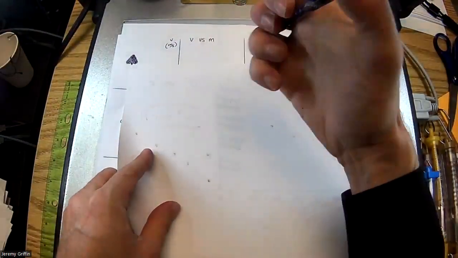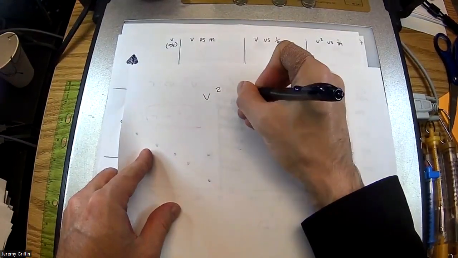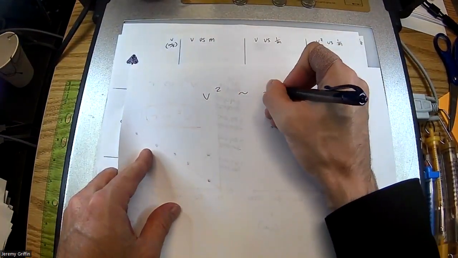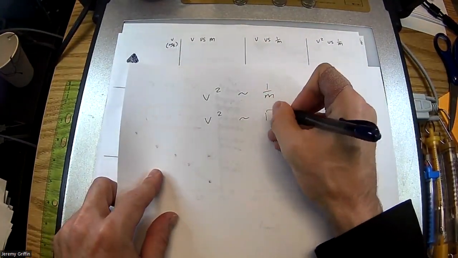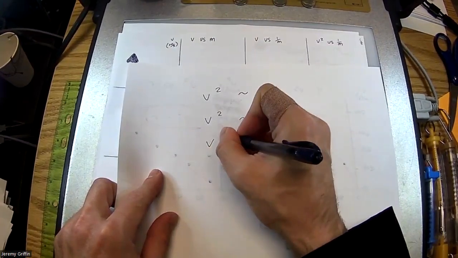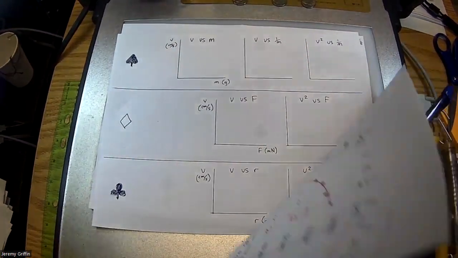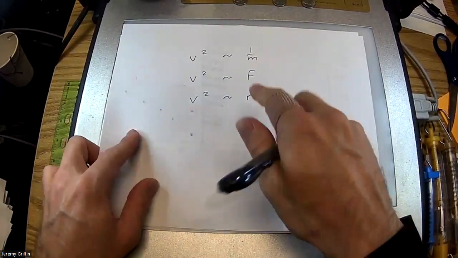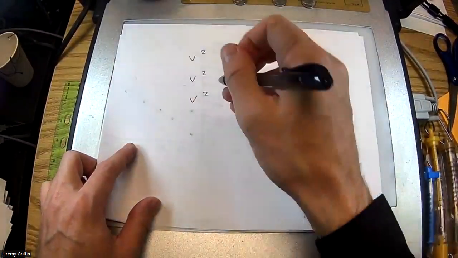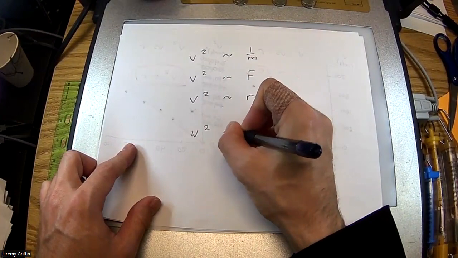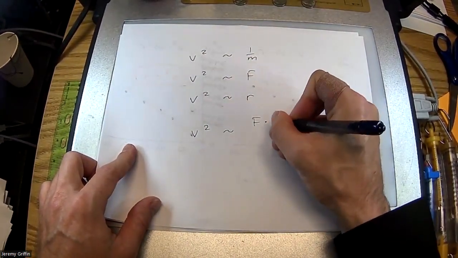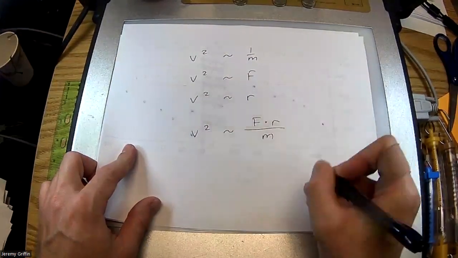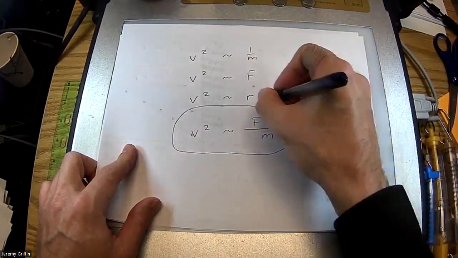So all together, what's this thing? Speed squared was proportional to 1 over the mass. Speed squared was proportional to the hanging weight or the tension force. Speed squared was proportional to the radial size. Okay? So in one giant proportionality, you can say speed squared is directly proportional to the hanging weight, the radial size, and then divide by the mass. Just like that.